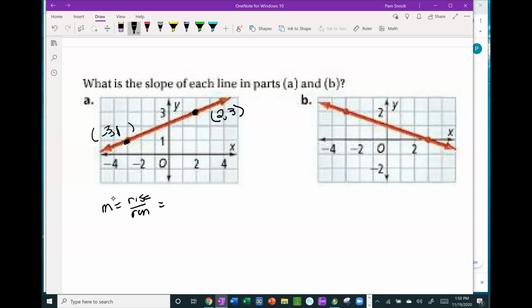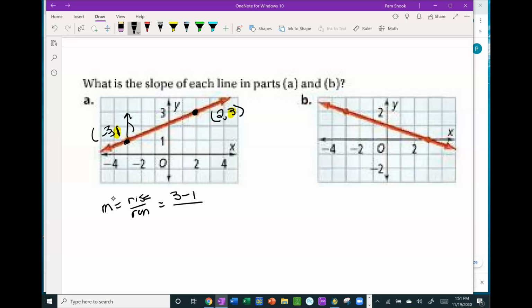But I want you to notice something. I can count boxes, or I can use the coordinates. So my y coordinate starts at 1 and it ends at 3. So then my rise, starting at 1, ending at 3, is going up 2. So I can do 3 minus 1, the second y minus the first y.